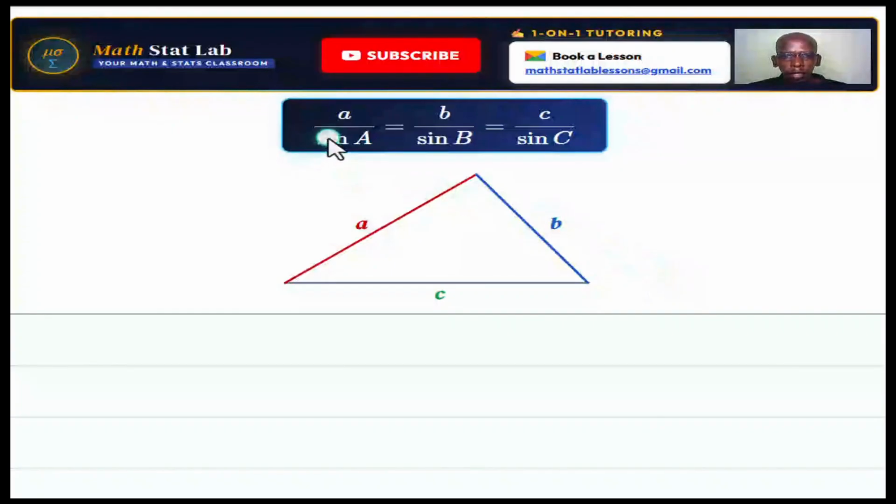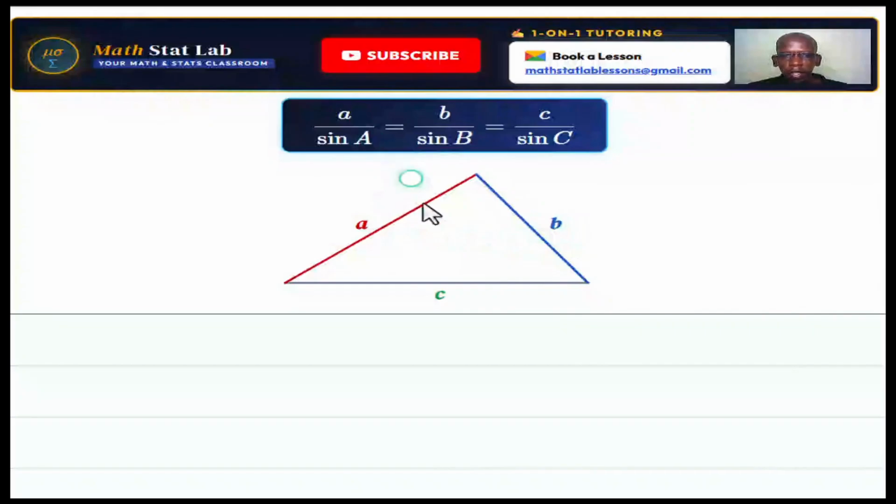The rule states that a divided by the sine of A is equivalent to b divided by the sine of B, which is also equivalent to c divided by the sine of C. But what are these a, b, and c? The small a, b, and c are just the sides of the triangle. In this case, this side is a, this side is b, and this side is c. The capital A, B, and C are the angles directly opposite to these sides.